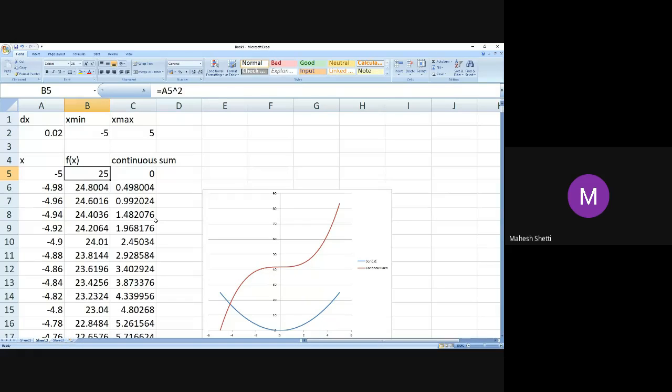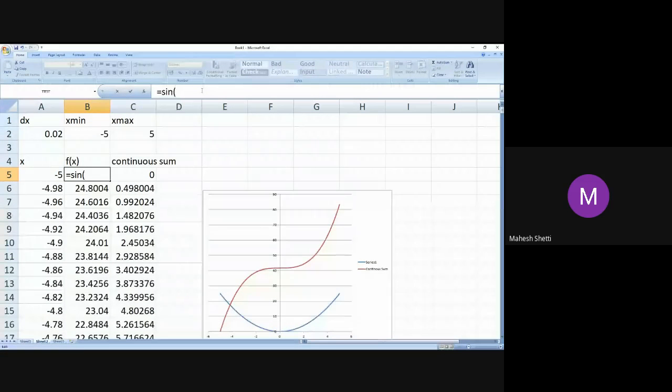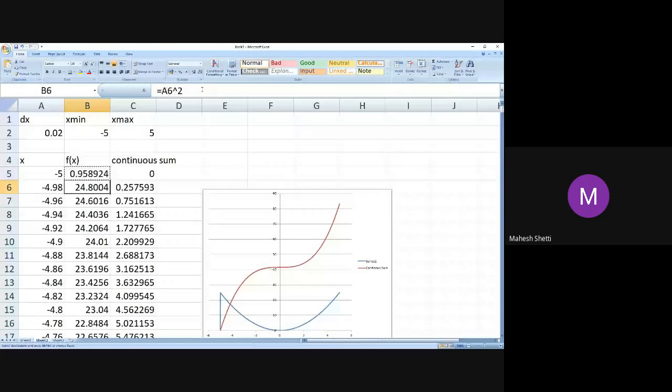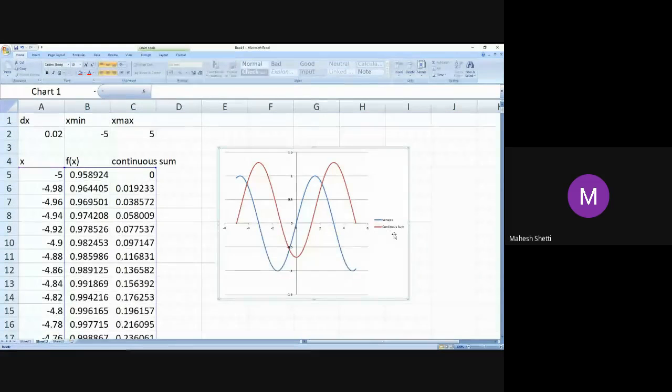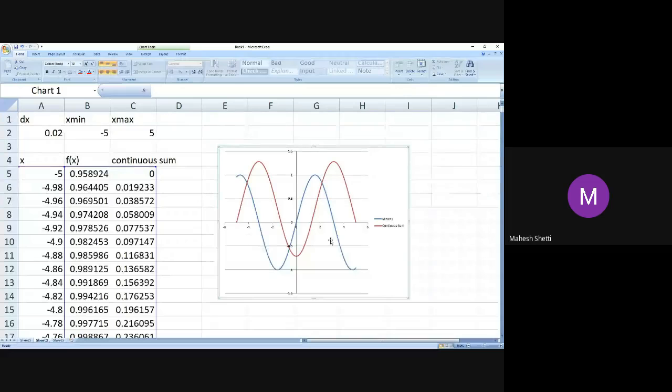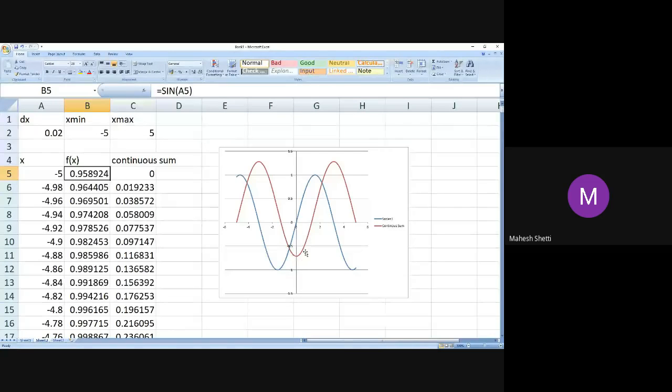Now, in place of this, if I put, instead of say x square, a sine value, sine of phi, I'm going to get a sinusoidal curve, and you see what happens. Look at this red curve, which is nothing but continuous summation, and the first term I am calculating as a sine function. You see here, integration of sine is minus cosine, so it is going from minus this point.